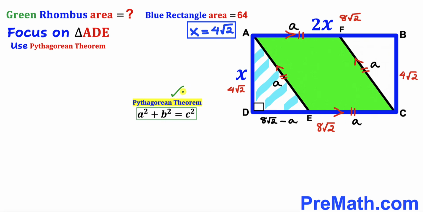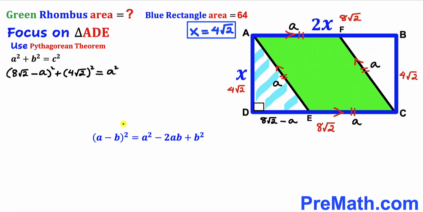Here's our Pythagorean theorem: a square plus b square equals c square. In our case our hypotenuse is lowercase a, whereas our two other legs are 8 times square root of 2 minus a and 4 times square root of 2. Let's fill in the blanks in this Pythagorean formula. So we got 8 times square root of 2 minus a, whole square, plus 4 times the square root of 2, whole square, equals a square.